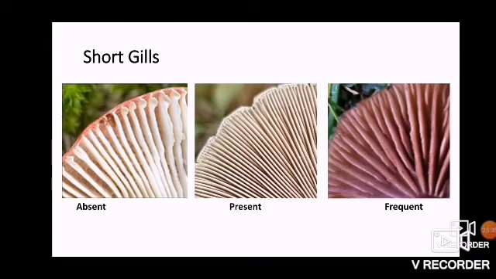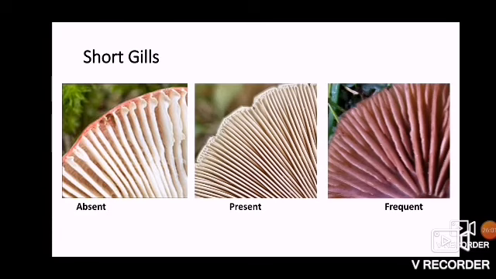Short gills. Briefly go over this. Short gills are gills that are not fully reaching from the cap margin to the stipe. We're going to have three different occurrences of short gills. We're going to have absent short gills, which you see on the left. There's nothing there. It's just full-on gills. They're going from the margin to the stipe, each and every one. Next to it, I would call that short gills present.